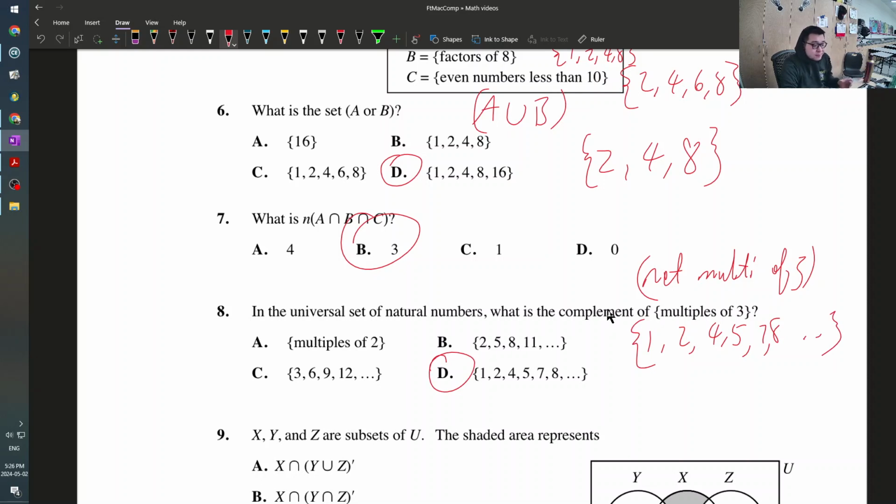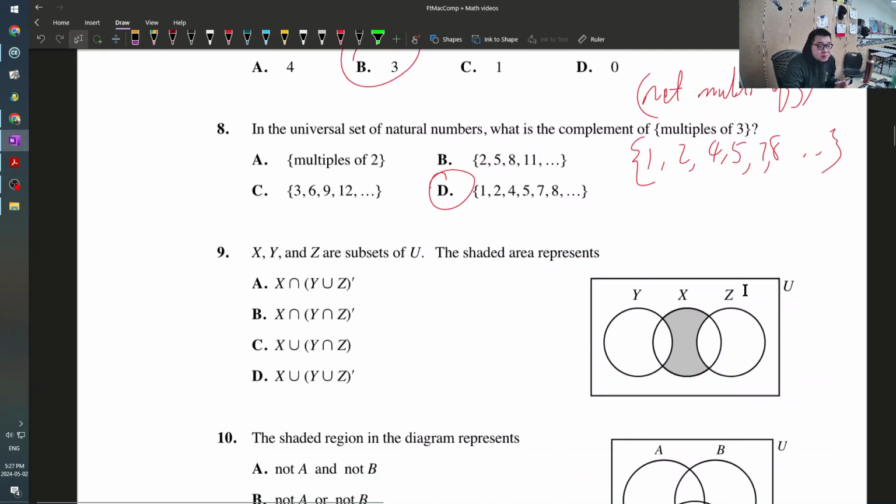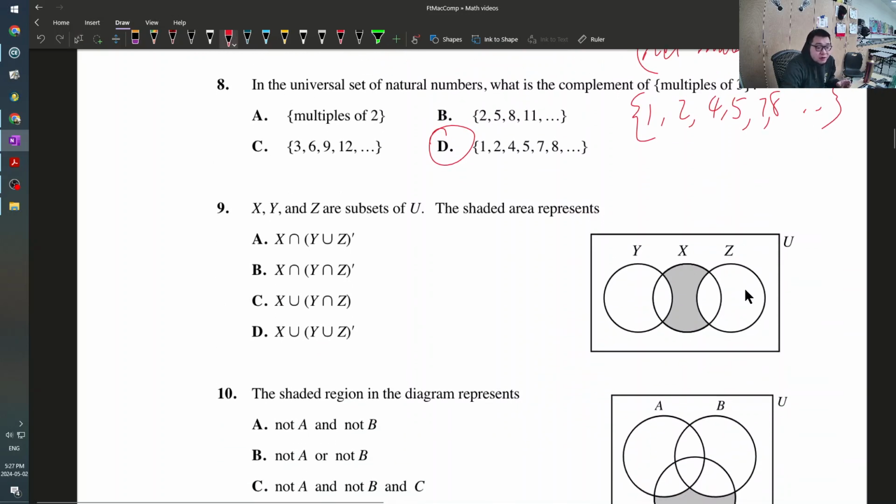9. X, Y, Z are subsets of U. The shaded area represents. So I want X to intersect with not Y or Z. Not Y or Z. Yeah, so the answer is A, but we can just try to shade them out, okay?